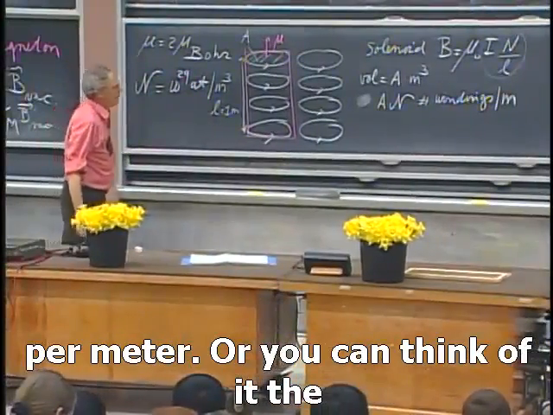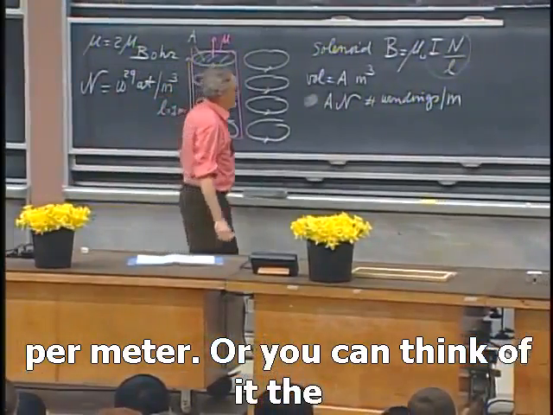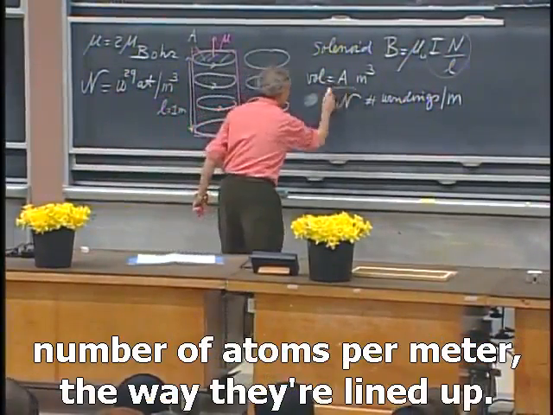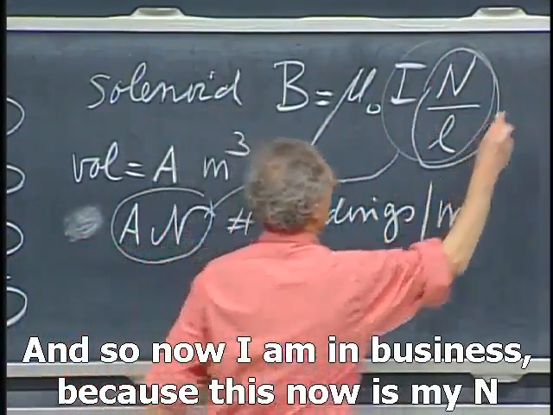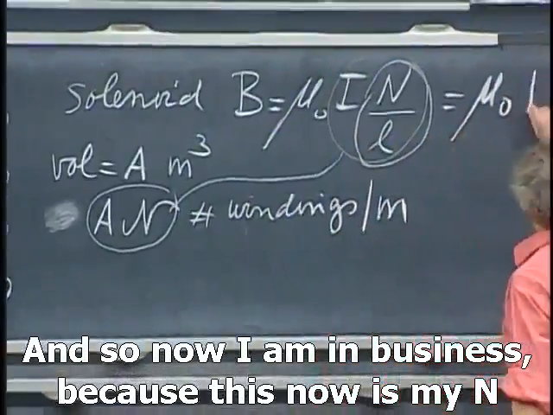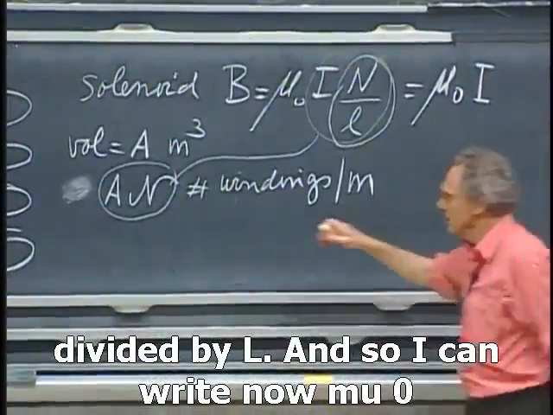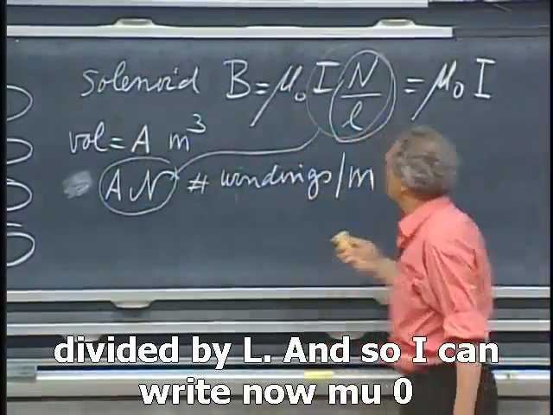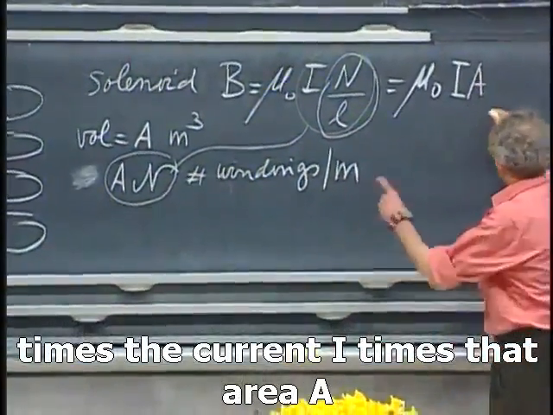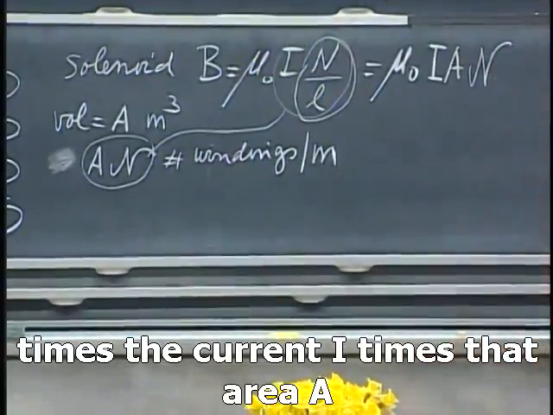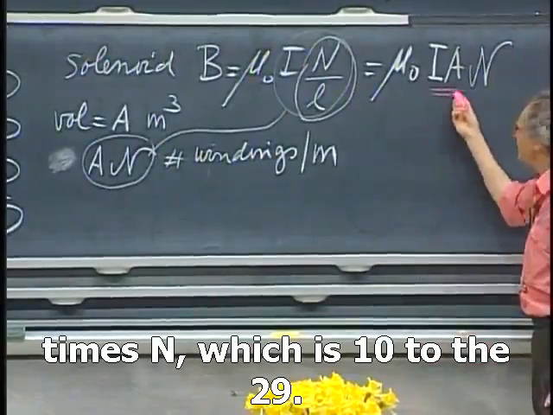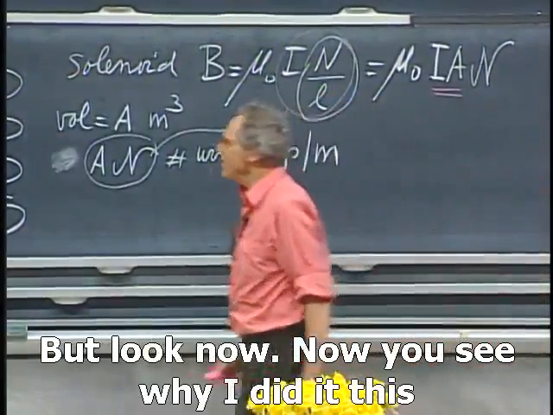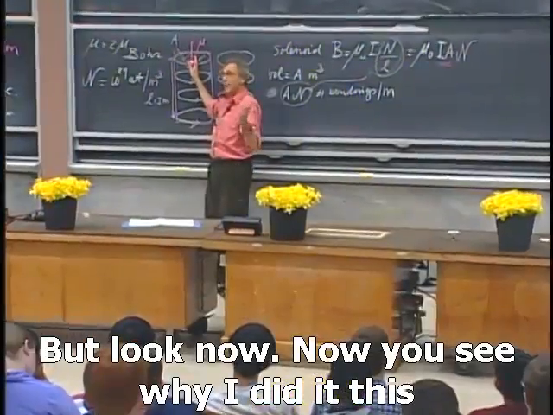And so now I am in business, because this now is my N divided by L. And so I can write now mu0 times the current I times that area A times N, which is 10 to the 29. But look now you see why I did it this way, because I times A is the magnetic dipole moment of my atoms.